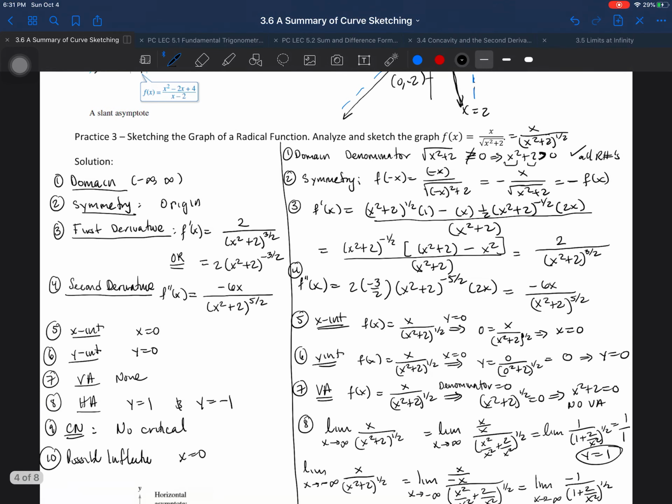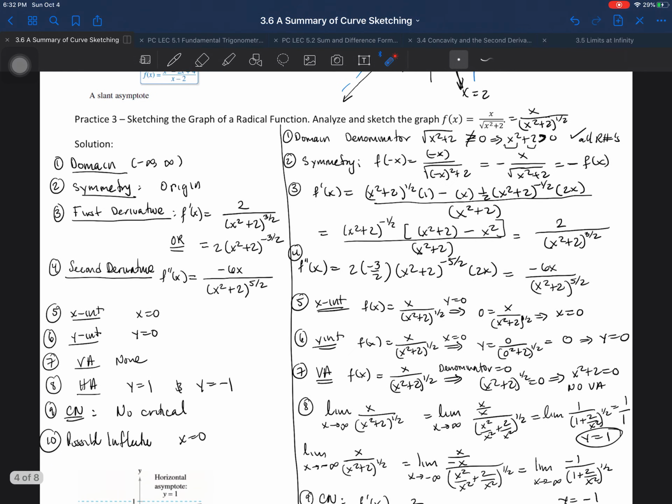For symmetry, we're going to plug in negative x. And what we see here is that the negative x, when plugged into the top and the bottom, we can factor the negative to the front, and then the square in the denominator is going to make it a positive. So this is just looking just like the original function, except that it has a minus in front of it. And so when this happens, this suggests that this is symmetric to the origin. We're going to use that information later, but now let's find the first derivative.